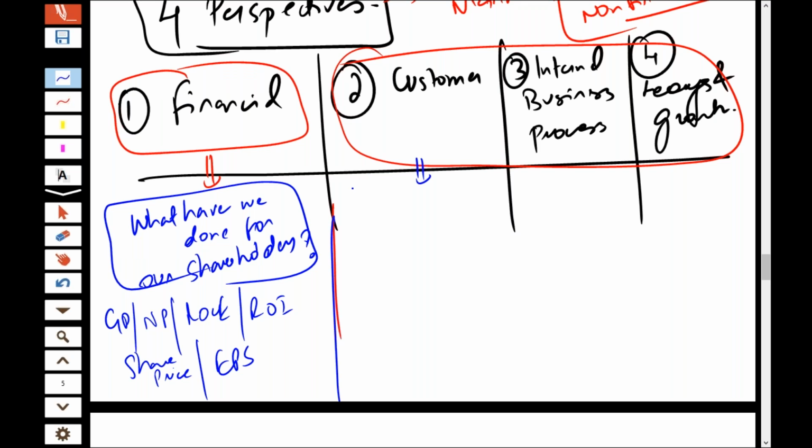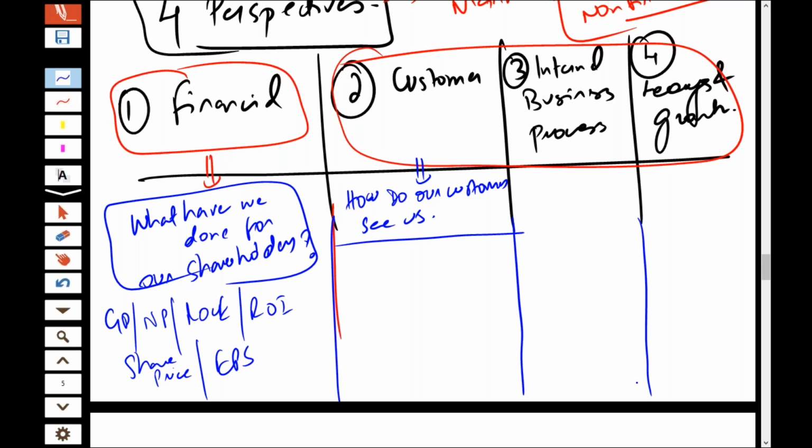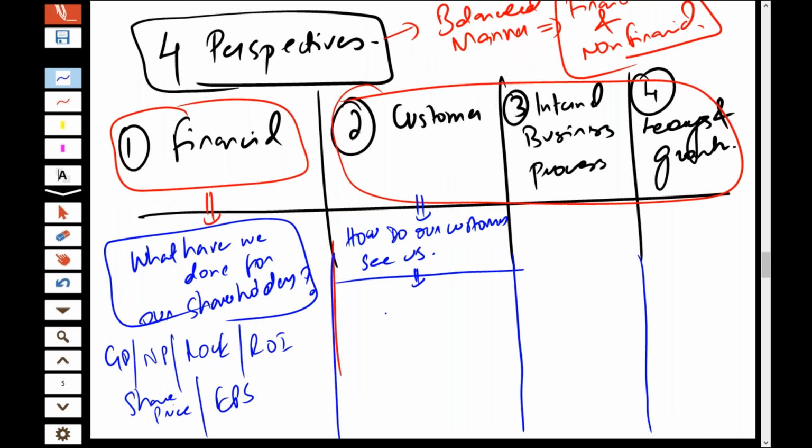The next thing is customer perspective. And what exactly do we mean by customer perspective? It's basically how do our customers see us? What is the viewpoint of the customers about us? So what you need to do is measure your performance from the perspective of how the customers see your organization, which is probably you'd be measuring the customer satisfaction. You would be measuring the retention ratio.